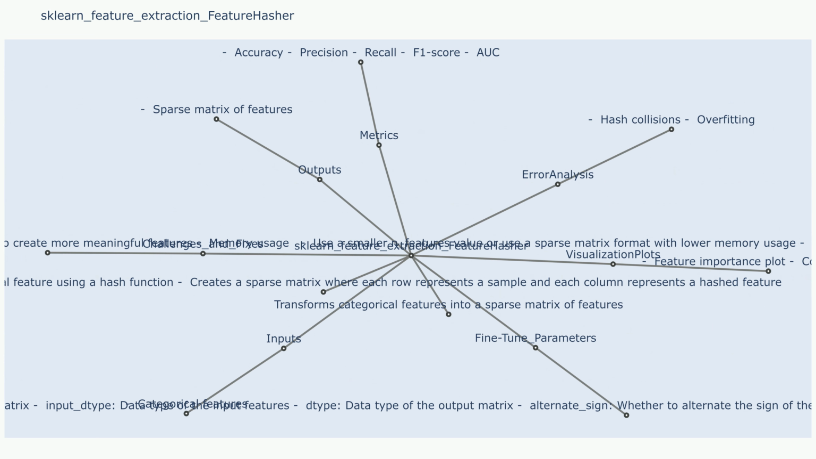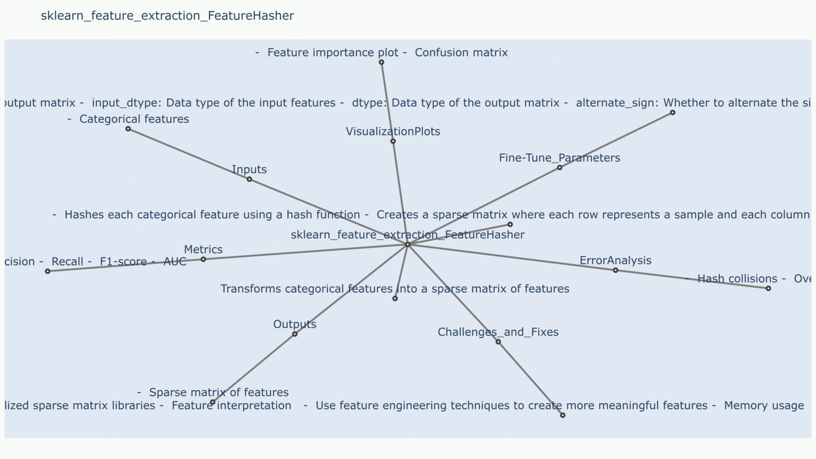Visualization plots. Visualization plot 1: sparsity plot. A visualization depicting the distribution of non-zero entries in the sparse matrix can help understand the level of sparsity. Visualization plot 2: hash collision distribution. A plot illustrating the distribution of hash values and the frequency of collisions can provide insights into the performance of the hash function.